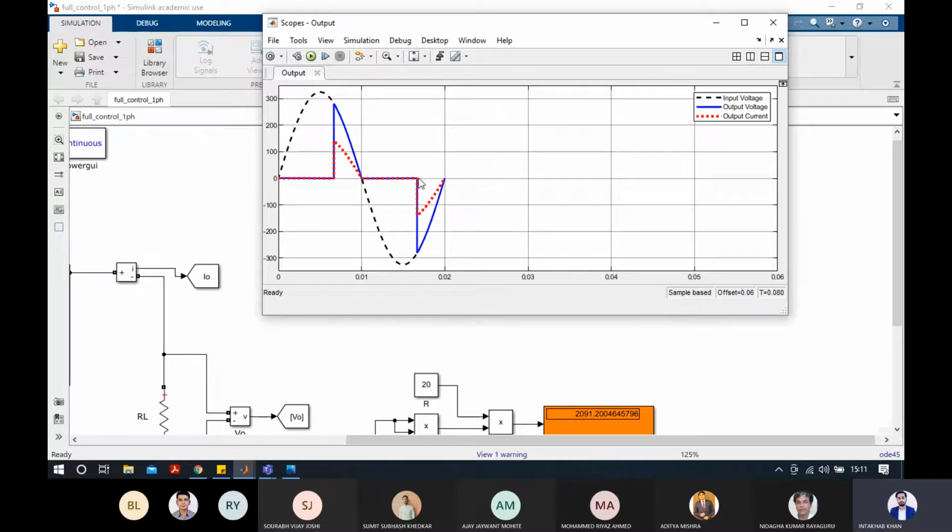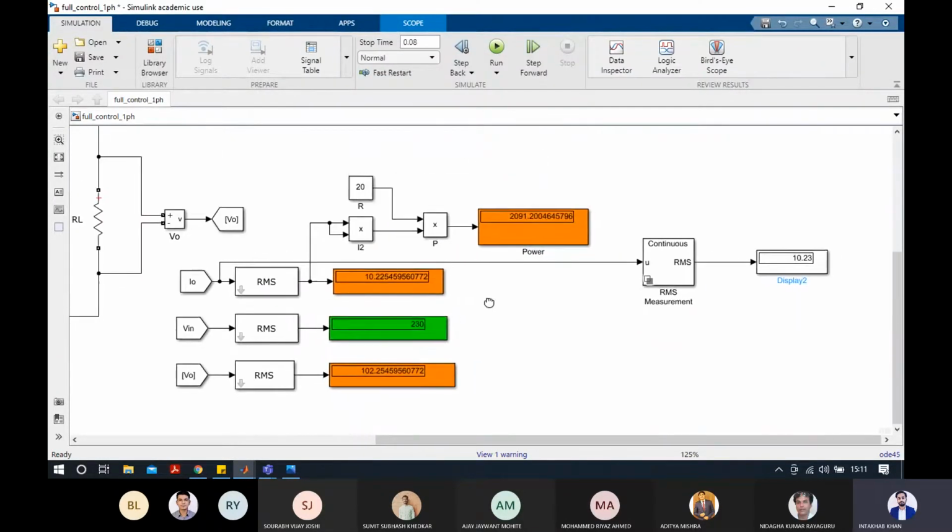Again, we know that V is equal to IR, so I is equal to V by R. Hence the current will be lower than this voltage, so this will be lower than this value. So this is the output for the current.